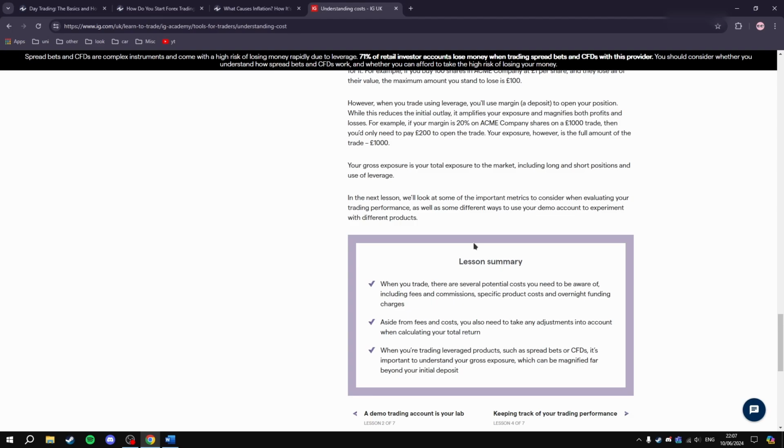For example, if your margin is 20% on ACME company shares on a £1,000 trade, then you'd only need to pay £200 to open the trade. Your exposure, however, is the full amount of the trade, £1,000. Your gross exposure is your total exposure to the market, including long and short positions and use of leverage.